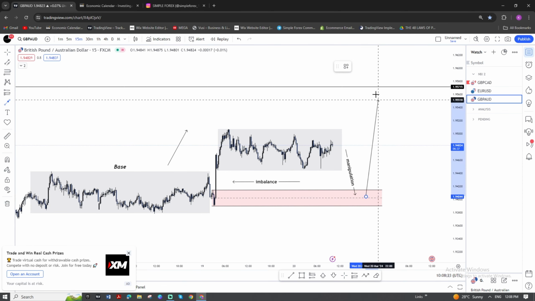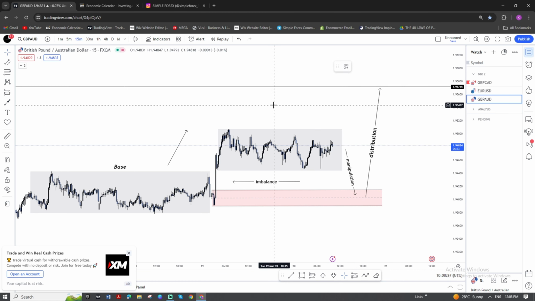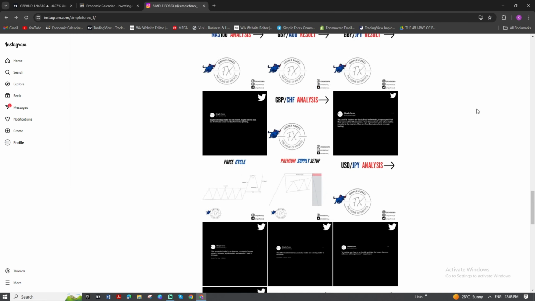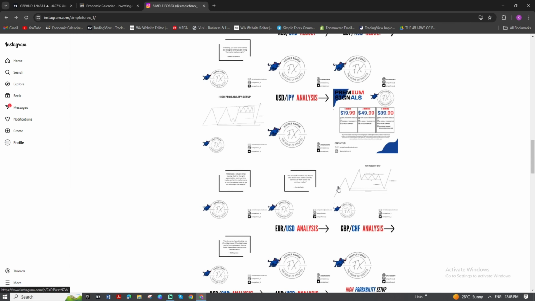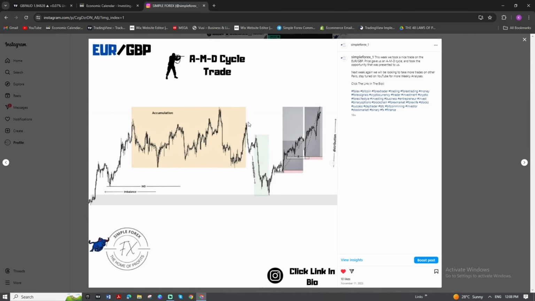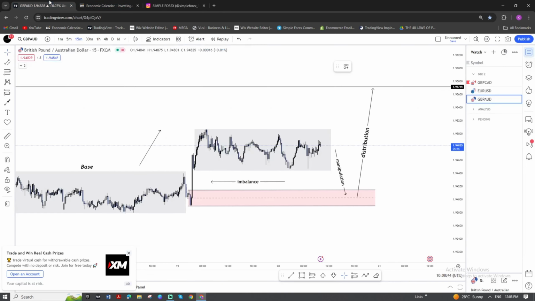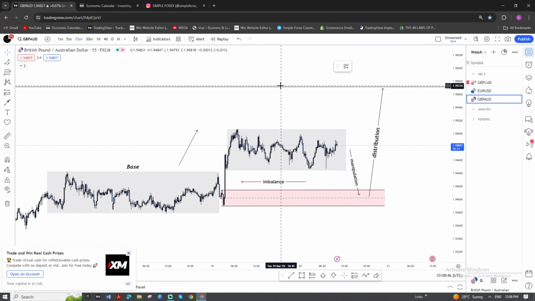I've also made this example in my Instagram. Let me just go to it so we can go through it quickly, so I don't waste time. It's simply this cycle: accumulation, manipulation to the order block, and then the distribution up again. So it's a simple order block. It's either the price cycle or the accumulation, manipulation, distribution cycle, guys.